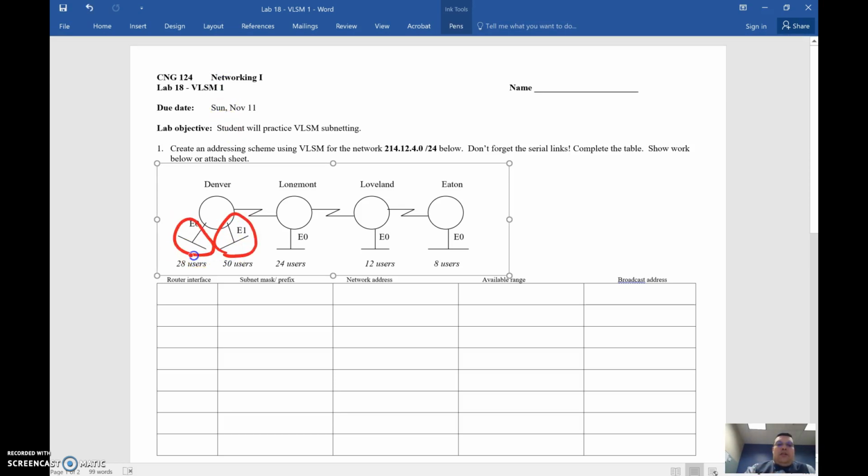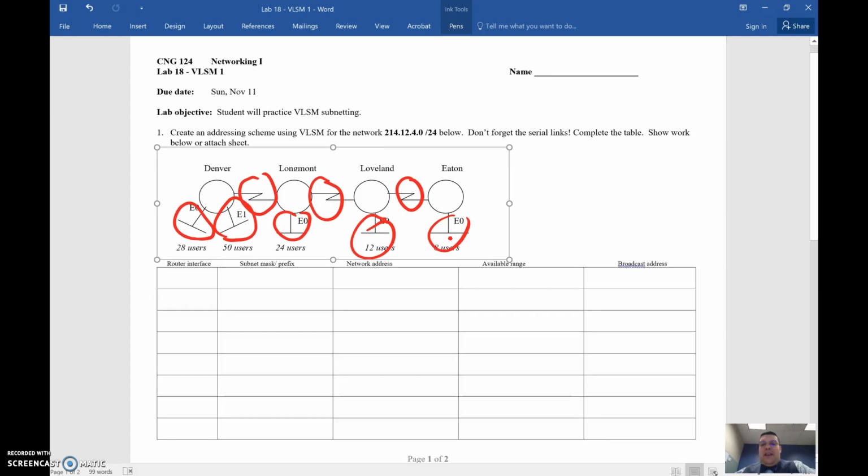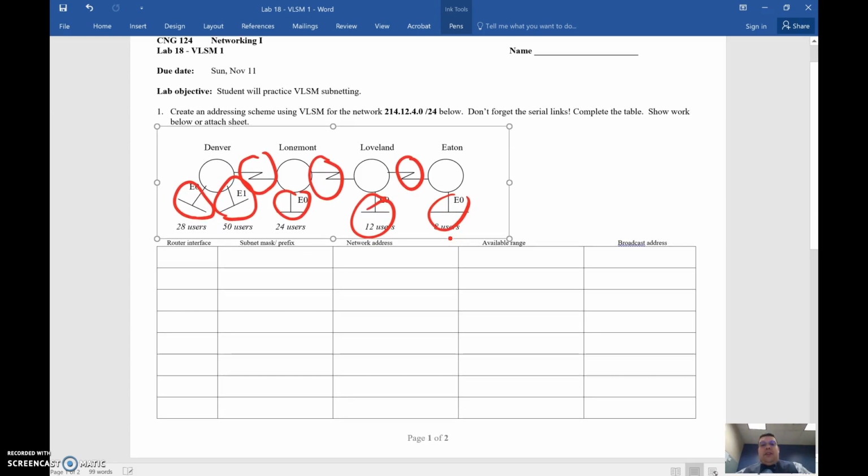I want to count out, before I even start, I want to circle all my networks and have an idea of how many networks I have to have. I circled all the networks and say, okay, E0, E1 Denver, a network. Then I have a serial coming out of that going to Longmont. In Longmont I have E0, then a serial to Loveland. In Loveland I have E0, serial to Eaton, and then another E0. So altogether, if I count them up, I should have 8.